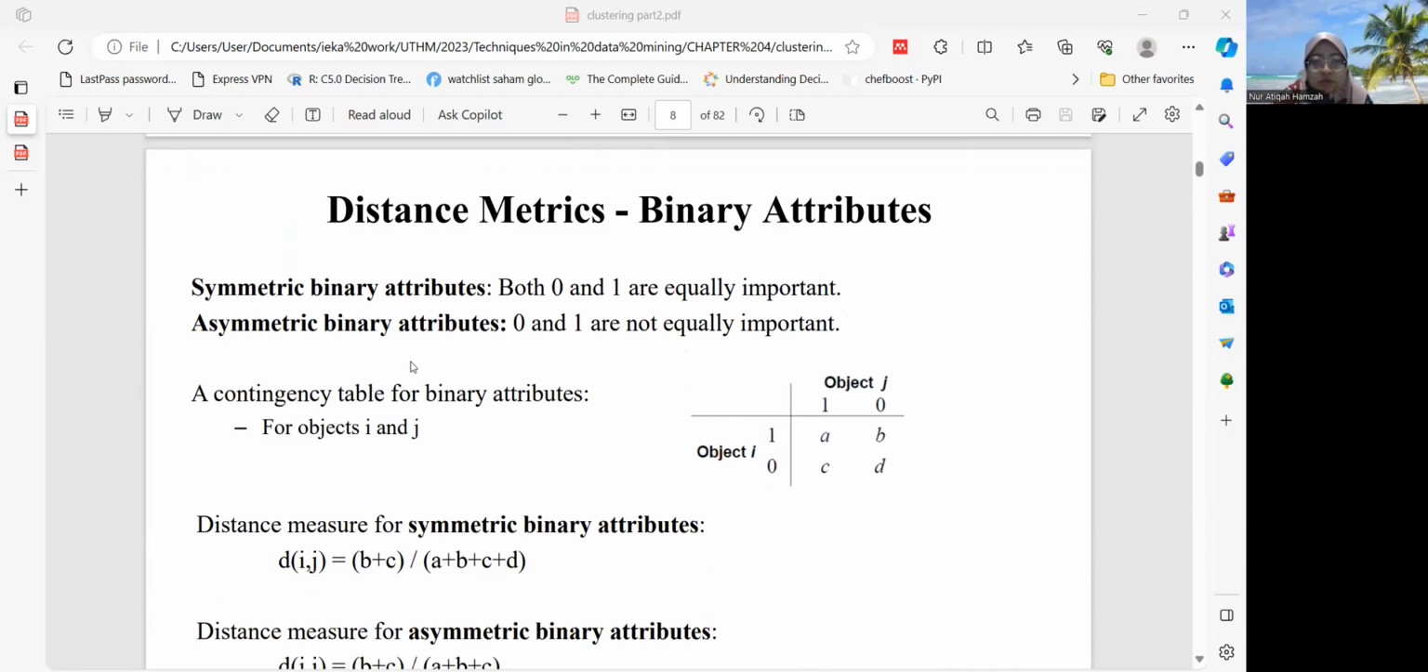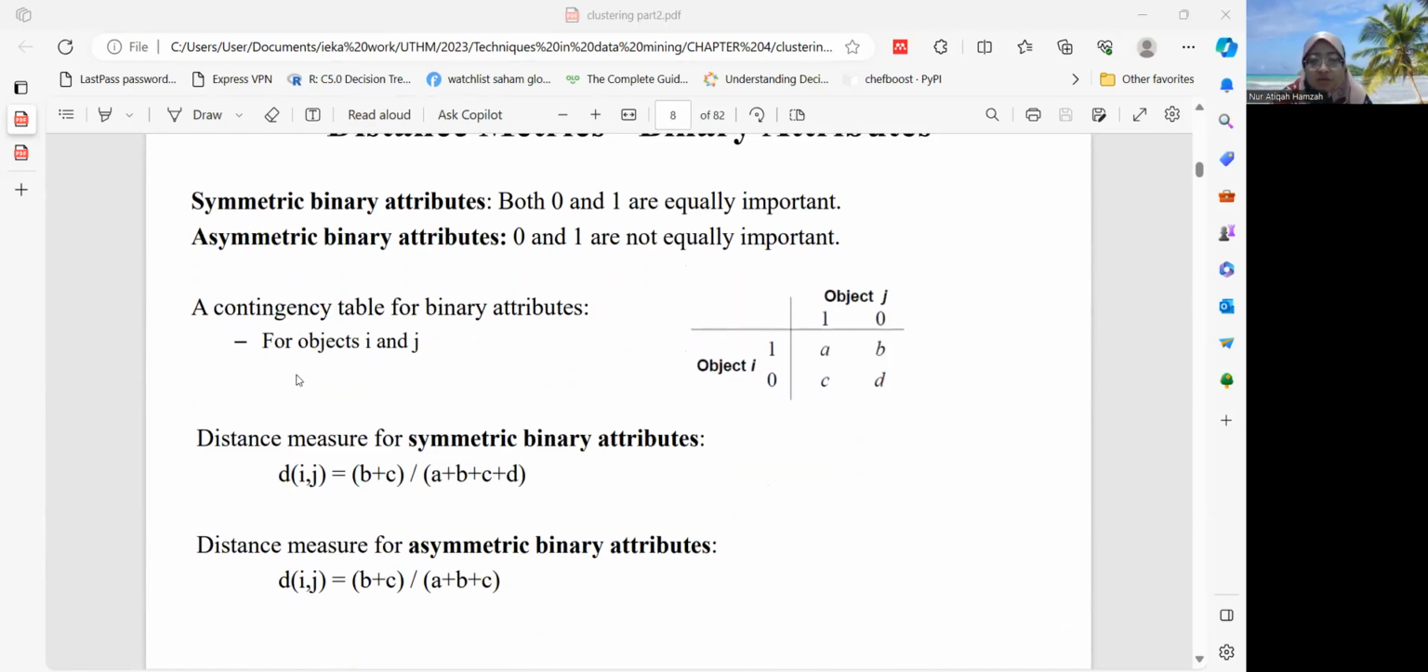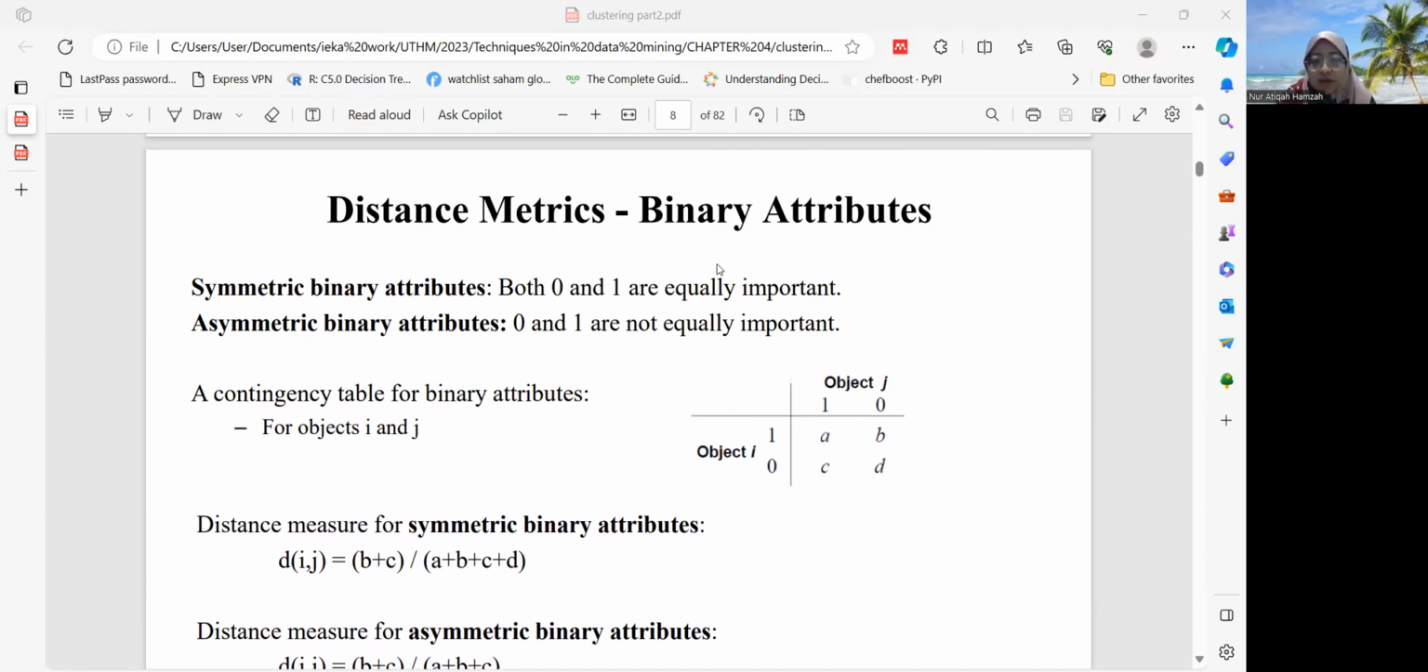For binary attributes, in symmetric binary attributes, both 0 and 1 are equally important. In asymmetric binary attributes, 0 and 1 are not equally important. This is the contingency table for binary attributes. The distance measure for symmetric binary attributes is d(i,j) equals (b plus c) over (a plus b plus c plus d). The distance measure for asymmetric binary attributes is (b plus c) over (a plus b plus c). This is for binary attributes.